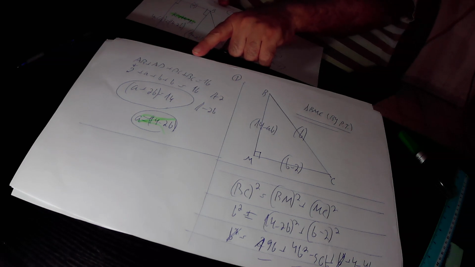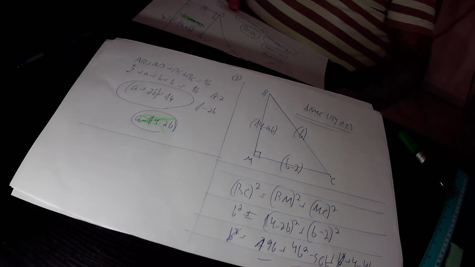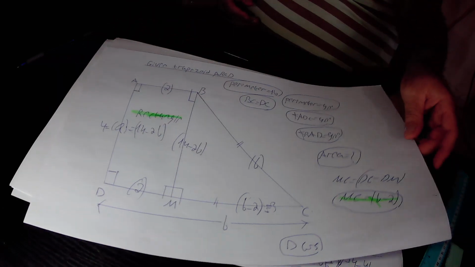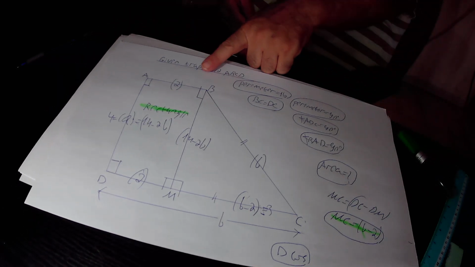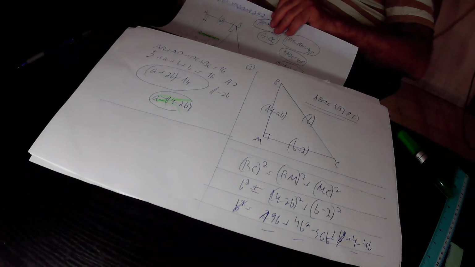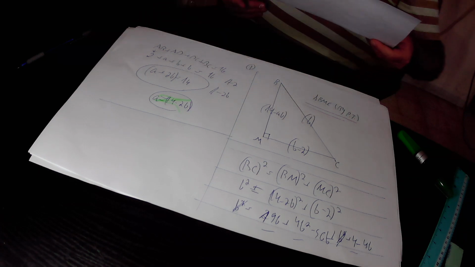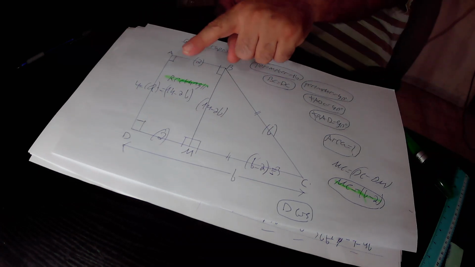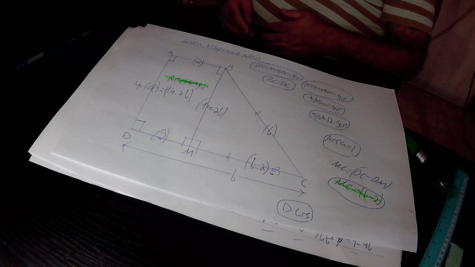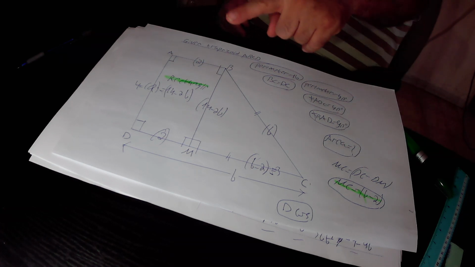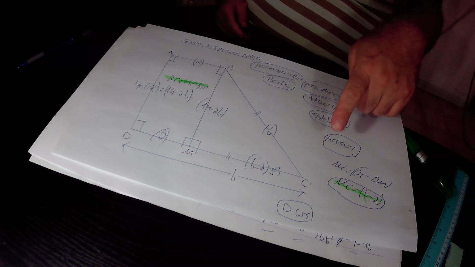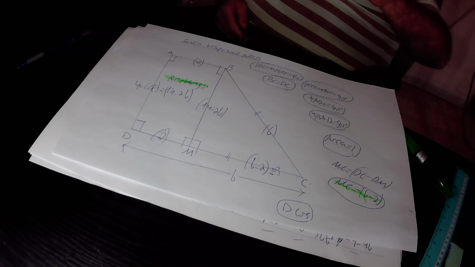AB plus AD plus DC plus BC equals 16. AB is 2 according to what is given in the question, plus AD. Here we define side AD as A, and we define side DC as B. And because DC equals CB, CB must also equal B.